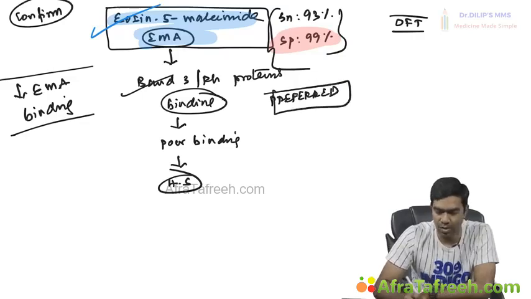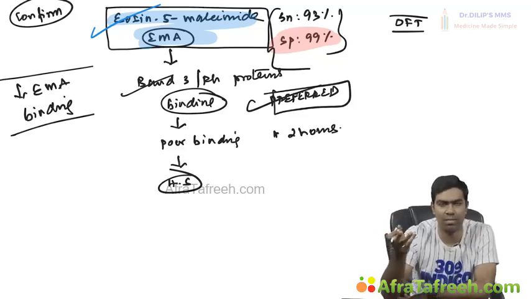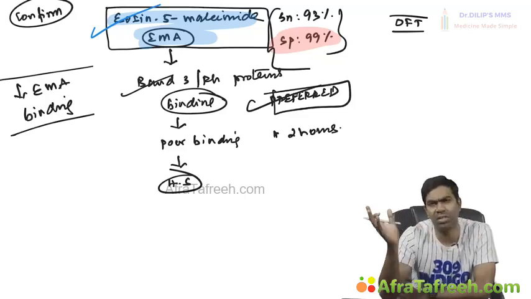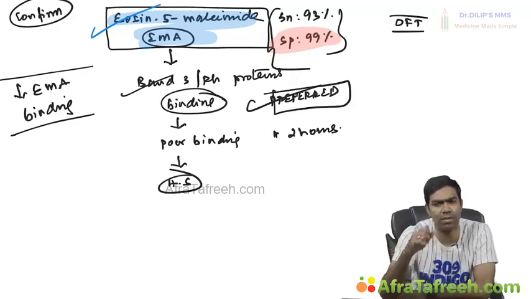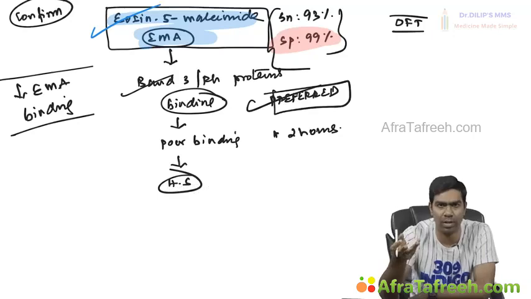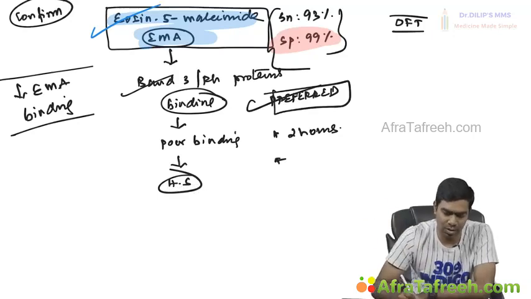That is why it is the preferred and the best test in the current era if you want to diagnose hereditary spherocytosis. And one more advantage of EMA is that results are available within 2 hours, whereas OFT has to be done for 24-48 hours sometimes. Here it's not a cumbersome or time-consuming process. It's relatively easy if you have a flow cytometer, and within 2 hours you can get the results.